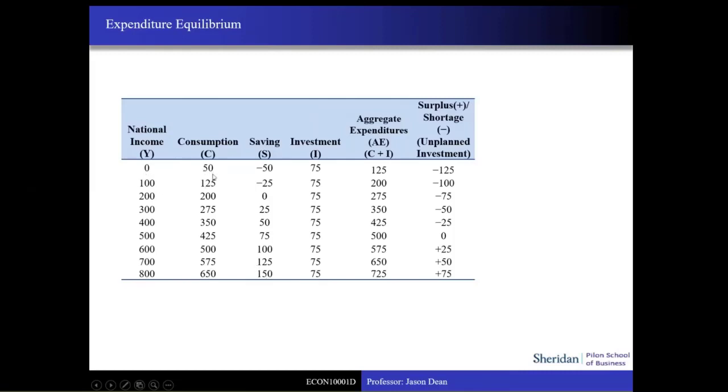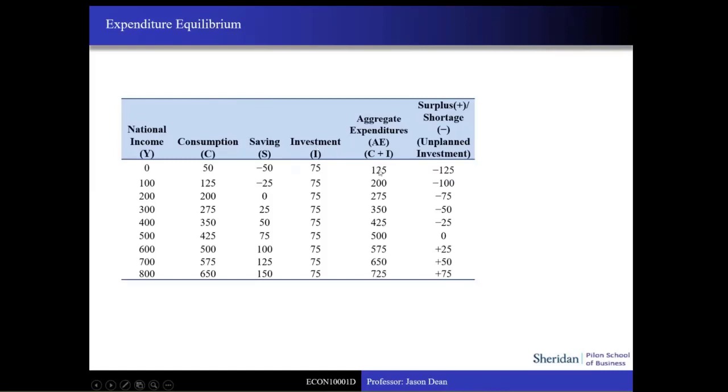Just like when you get your paycheck, if you don't spend it all or consume it all by buying goods or services, then you have some left over and that's your savings. If you spend more than your income, then you must have to borrow. Investment, we're just holding it fixed at some level. And so our total aggregate expenditures at each of the income levels is given in this column. Here we're simply adding consumption plus investment, so we have our aggregate expenditures here.